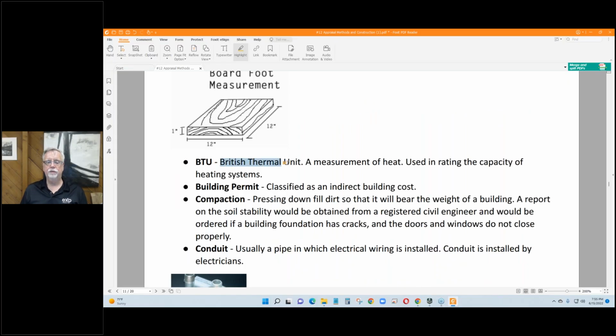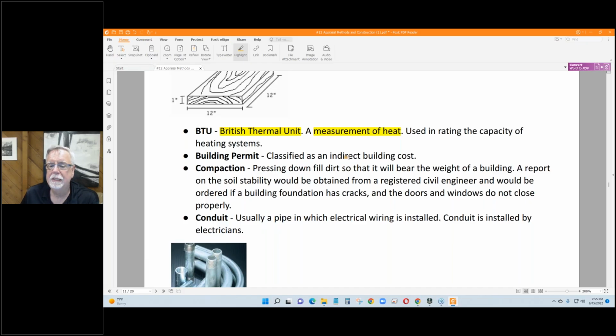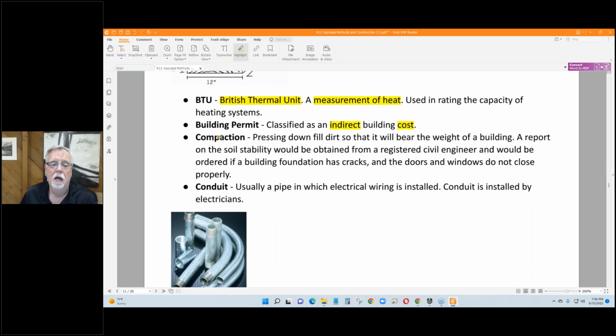BTU stands for British Thermal Unit. The old joke used to be in England that it stood for better than underwear. British, it's a measurement of heat, right? A building permit is an indirect building cost in that it's a cost, but it's not wood and it's not electrical or something like that.